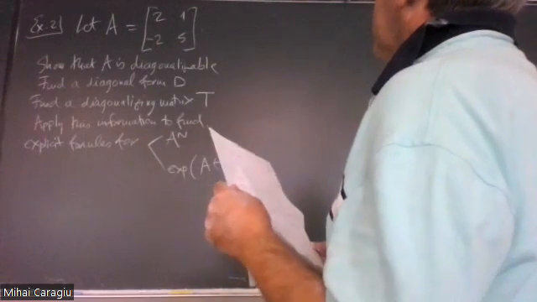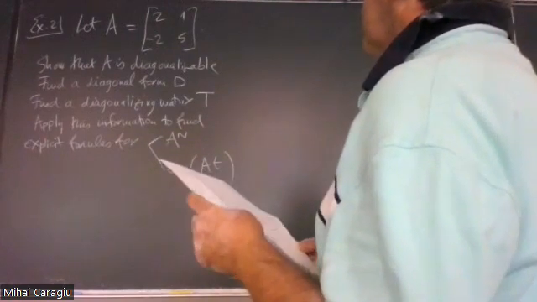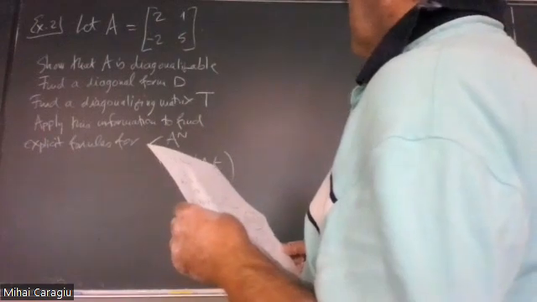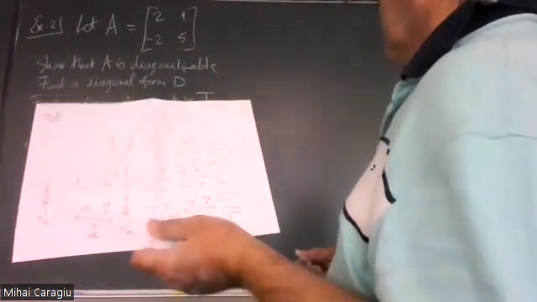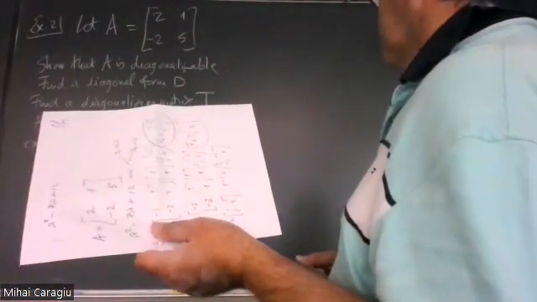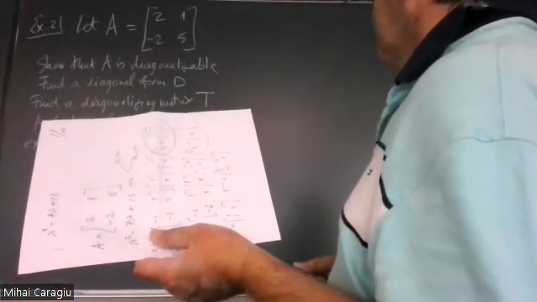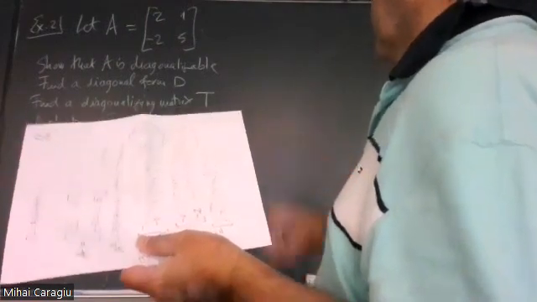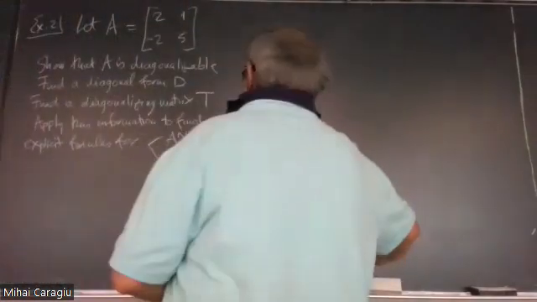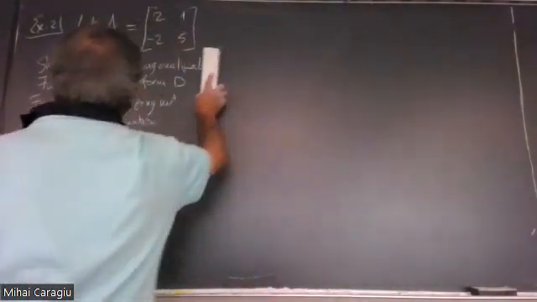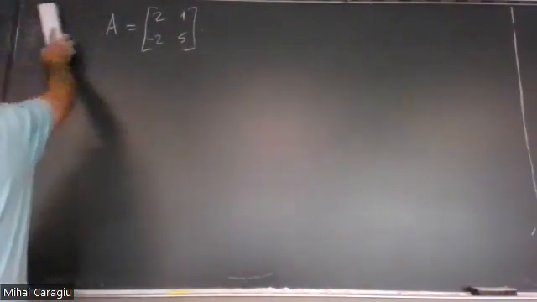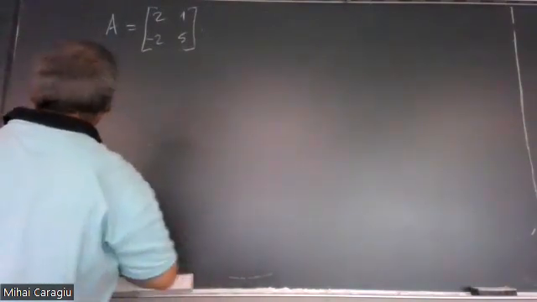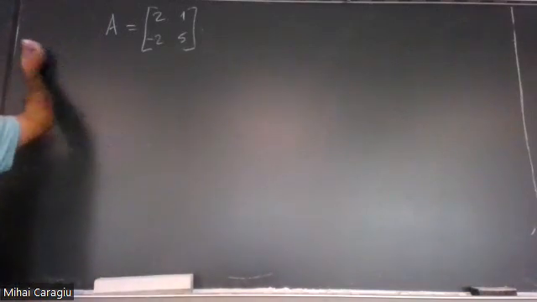So given the matrix A = [[2, 1], [-2, 5]], show that A is diagonalizable, find the diagonal matrix D, find the diagonalizing matrix T, and apply this information to find explicit formulas for the nth power of the matrix, A to the power n, and the matrix exponential e to the power At. Okay, I need to erase a little bit so that I have more space. Let's do the first one, first solution.